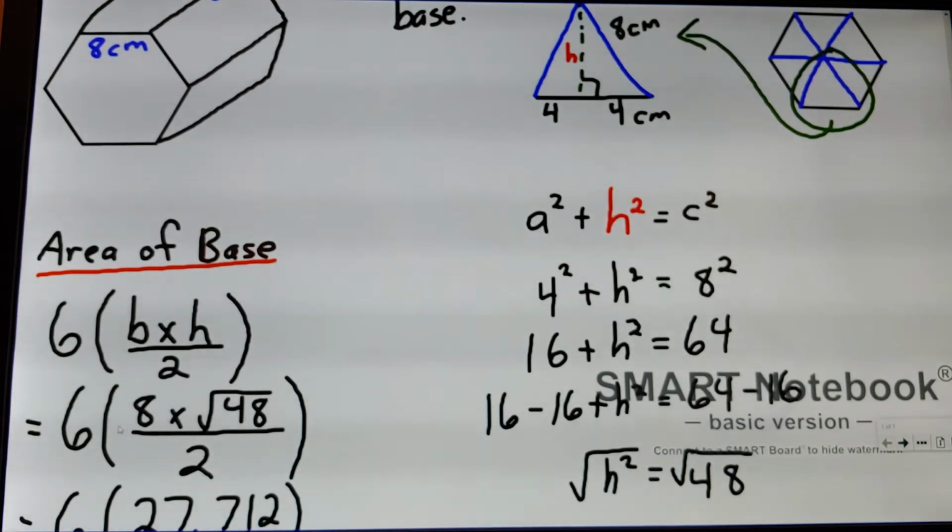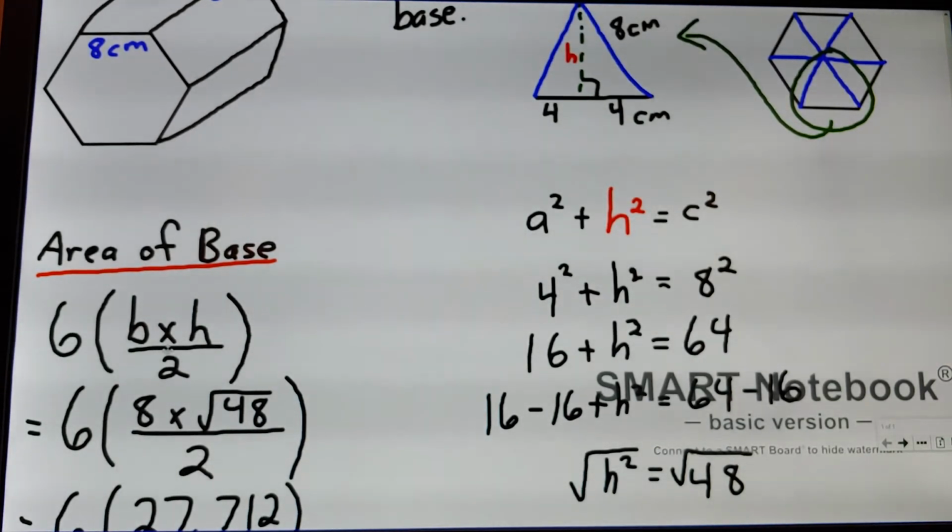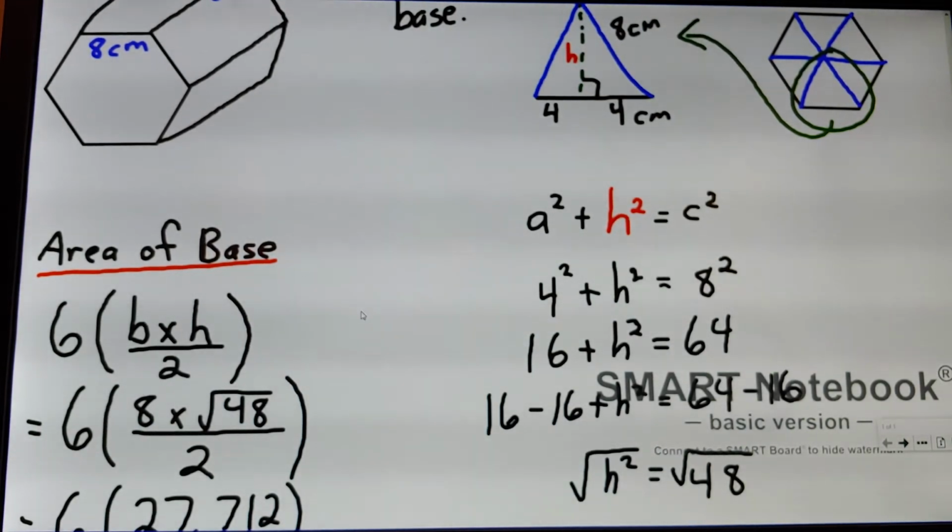Divide by 2. And then I have 6 triangles here: 1, 2, 3, 4, 5, 6 that makes up that hexagon. So that's why I've multiplied it by 6. So this will give us the area of this end of that hexagon.